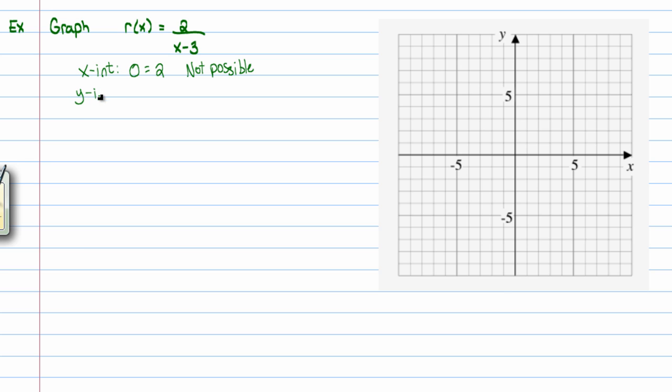Y-intercept occurs when x is 0, and that's pretty easy to figure out. That's just going to be a negative 2/3. So I'll go ahead and plot that on here. X equals 0, y equals negative 2/3, somewhere around there.